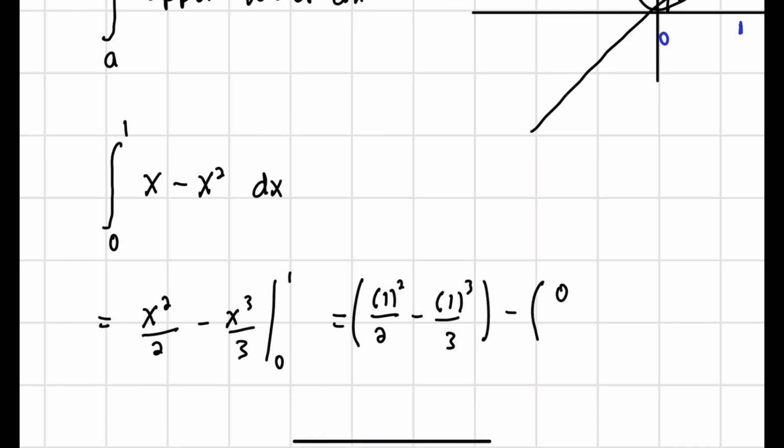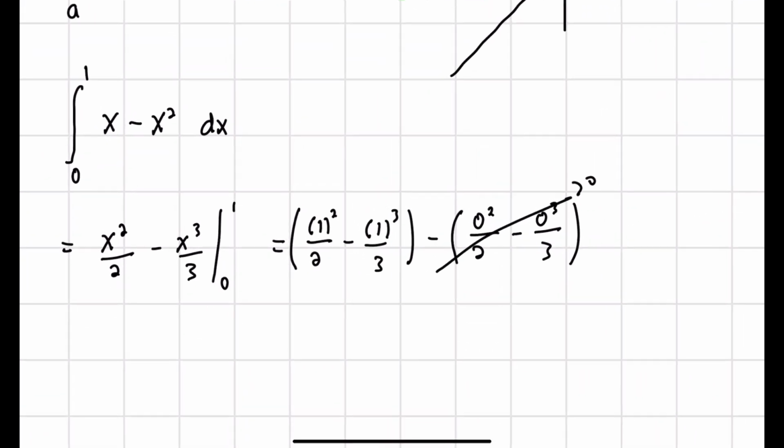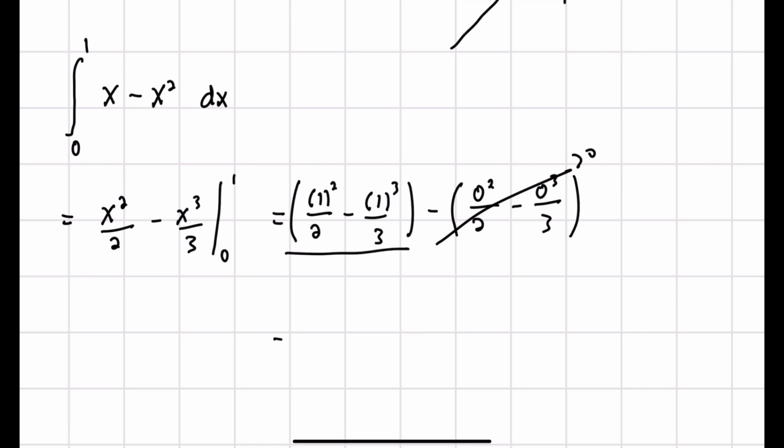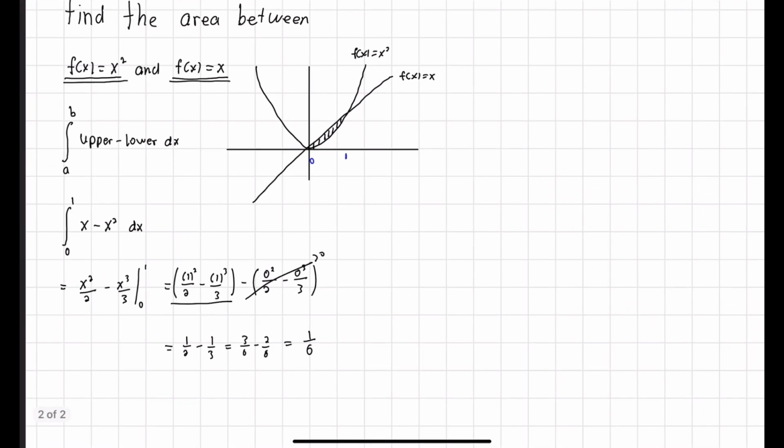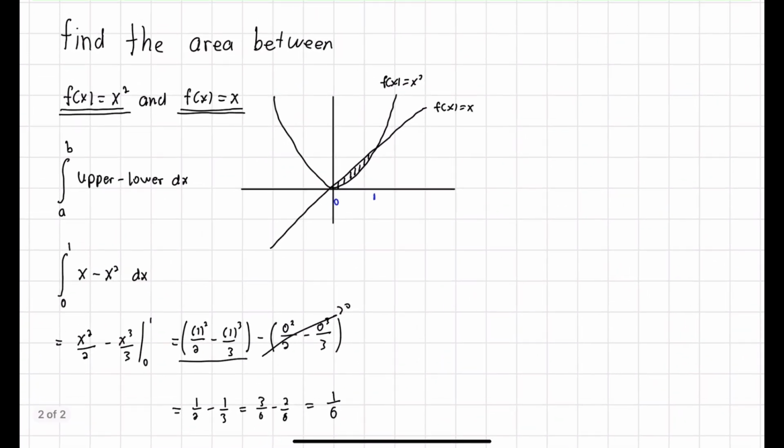So we have 0 to the power of 2 over 2 minus 0 to the power of 3 over 3. And all of this will go to 0. And now we just have to compute this part. So we have 1 over 2 minus 1 over 3. And that gives us 3 over 6 minus 2 over 6. And our final answer will be 1 over 6. And 1 over 6 will be our final answer.